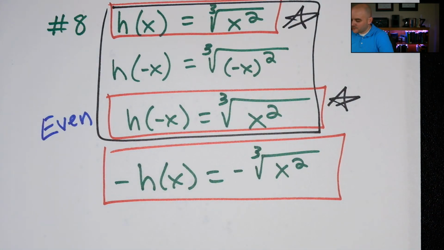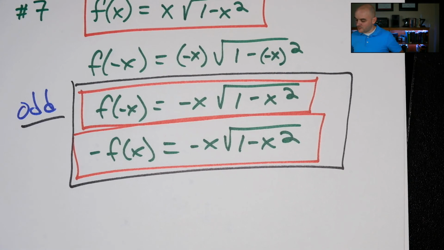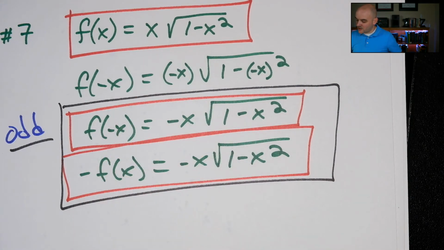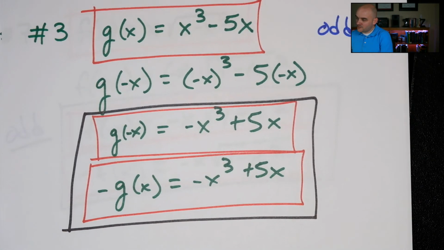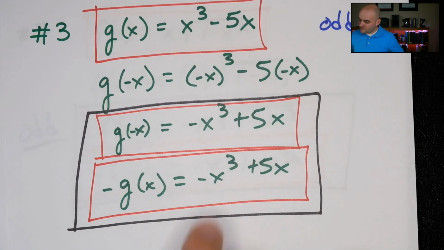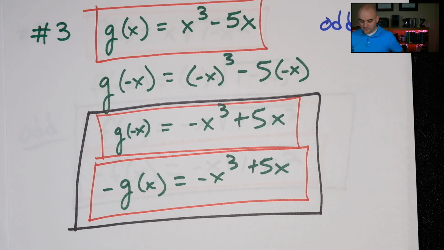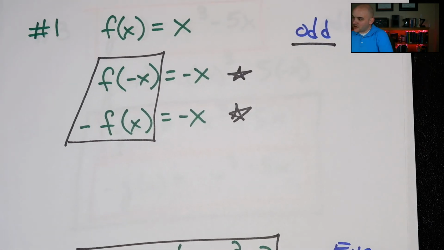All right. Now take a look through them, match up your even ones, your odd ones. I'll go ahead and do that now, but you can pause the video if you want to try it out. I know a lot of students want to determine this stuff on their own. Here's an odd function, bottom two are the same. Number 3, an odd function, bottom two are the same. Number 1, odd function, bottom two are the same.